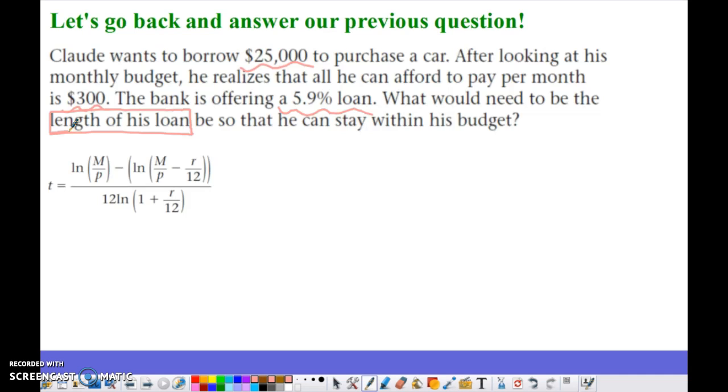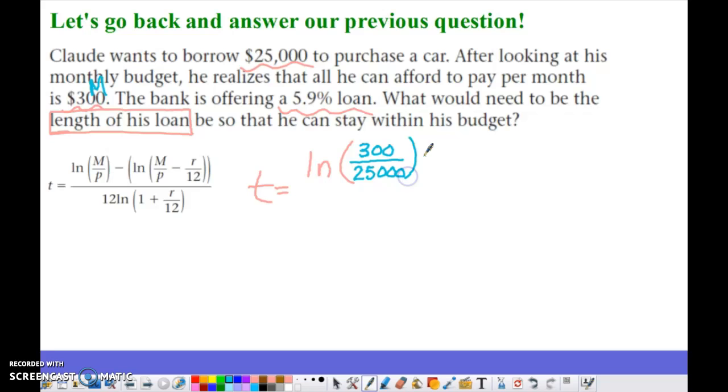So let's just plug things in. Time, the length of my loan, what I'm trying to solve for, is equal to the natural log of m over p. Well, m is my monthly payments. It says Claude wants to pay $300 a month, so that's m. So I get 300 over p, which is how much the loan is, the principal, which is $25,000.